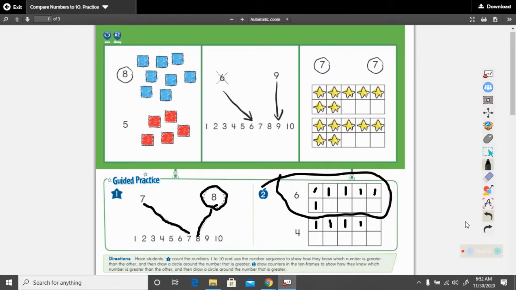Go ahead and pause the video, boys and girls. Make sure you have both of these things written, and then we will continue.